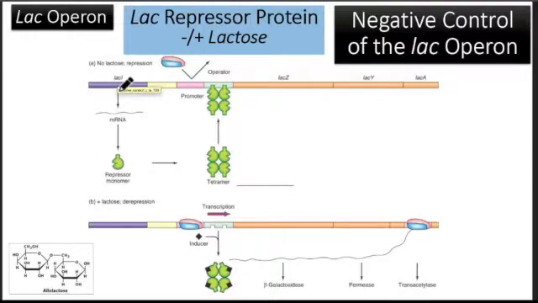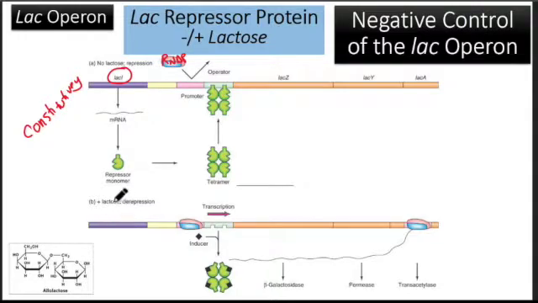The LAC-I is expressed constitutively. Okay. So LAC-I is one that is expressed constitutively. So this forms a tetramer, which then binds to the operator. When it's bound to the operator, RNA polymerase, which is this, cannot bind. And so these genes are not expressed.